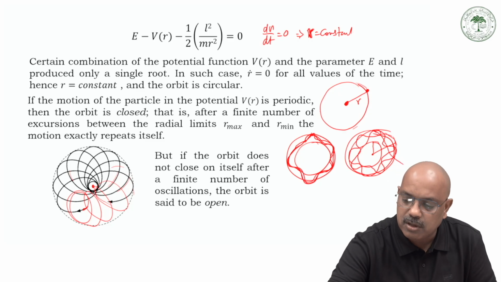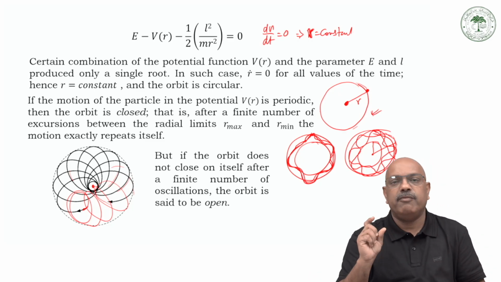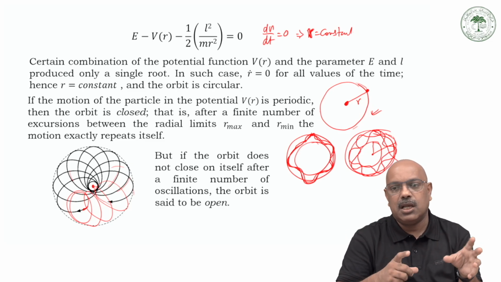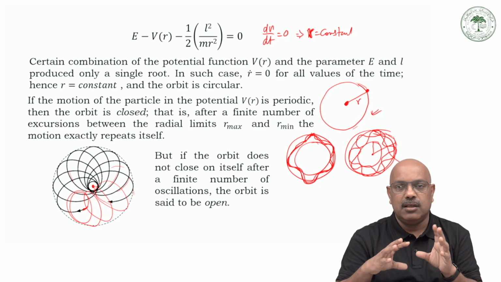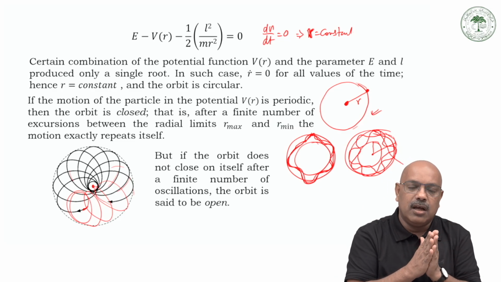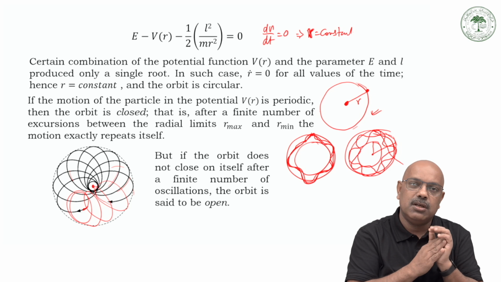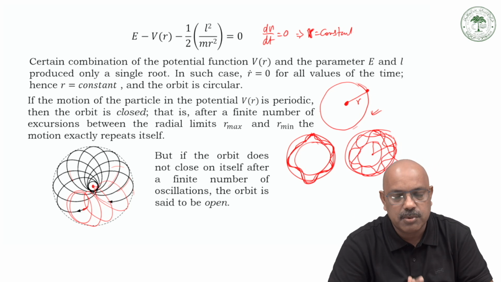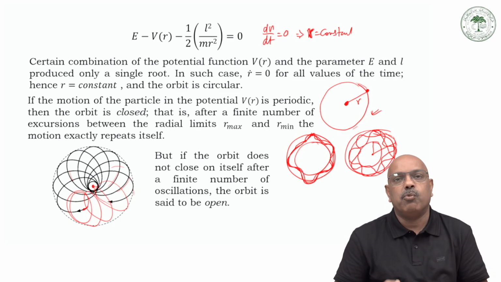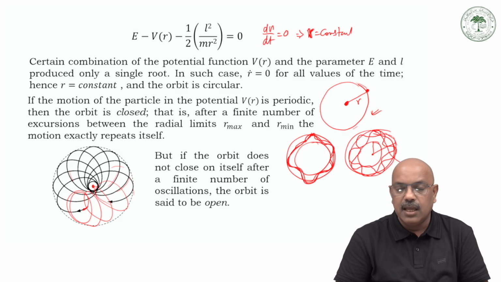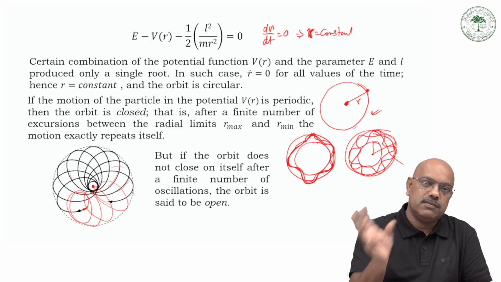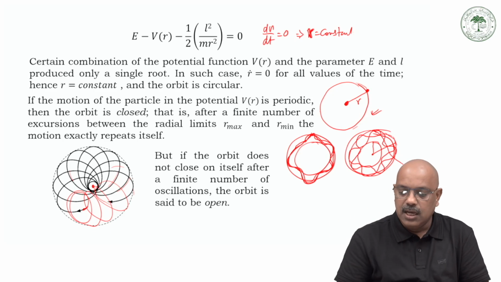So one closed orbit is this. But when we have two roots and the particle is constrained to be in the annular region between R maxima and R minima, then either the trajectory is going to be closed, repeating itself in periodic motion, or it is going to be open. With one root of the radial part it is going to be a circle, and with two roots it is either closed or open. So the motion is within a certain region between R maxima and R minima.